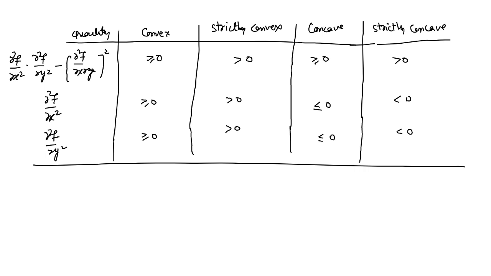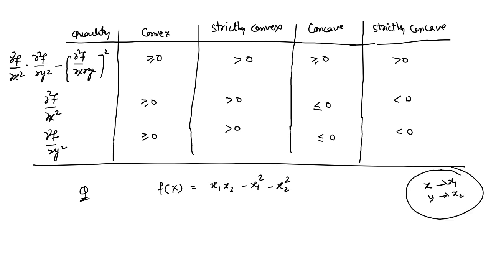So we start with the problem. The function F(x), which is given as x1 x2 minus x1 square minus x2 square. We used two variables here, x and y, but in the question they are given as x1 and x2, so no confusion. We consider x as x1 and y as x2. So only the variable changes, you apply.